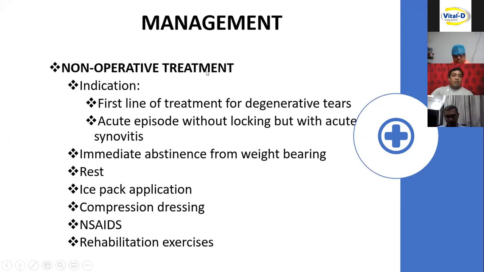In such cases, management is non-operative treatment. The first line of treatment for a degenerative tear is non-operative, and also for an acute episode without locking but with acute synovitis. We should go for immediate abstinence from weight bearing, rest, ice pack application over the joint, compression dressing, NSAIDs, and slowly rehabilitation exercise.